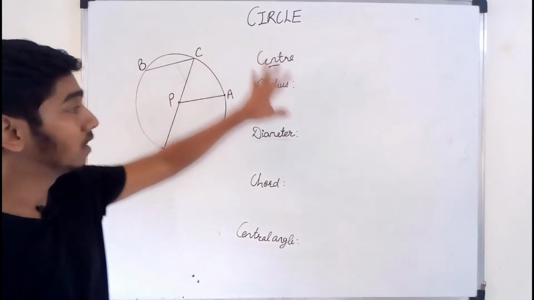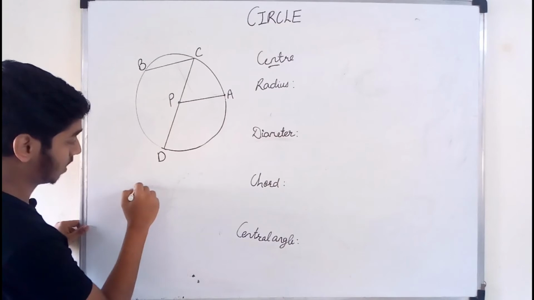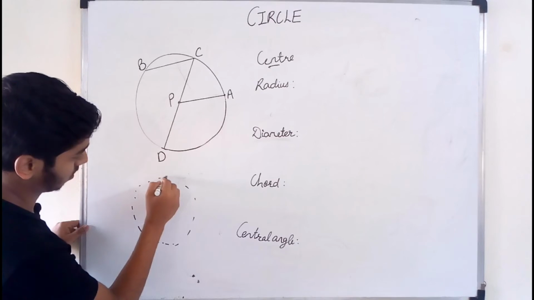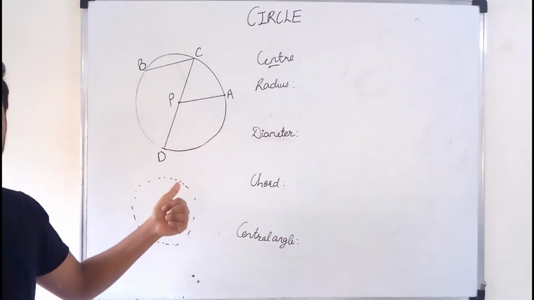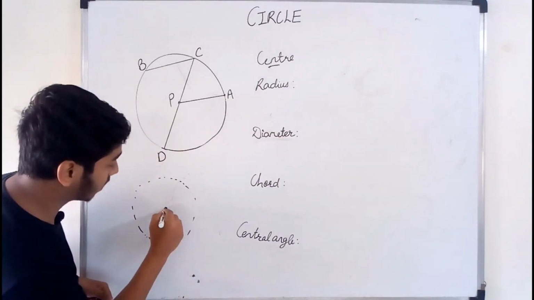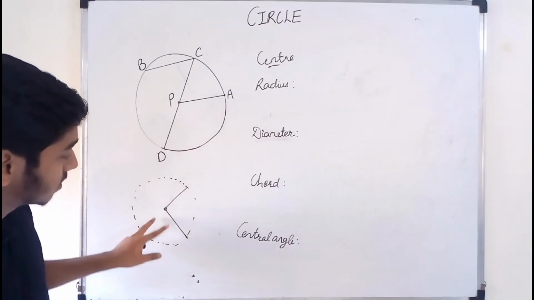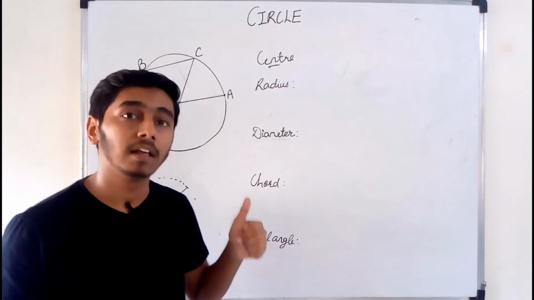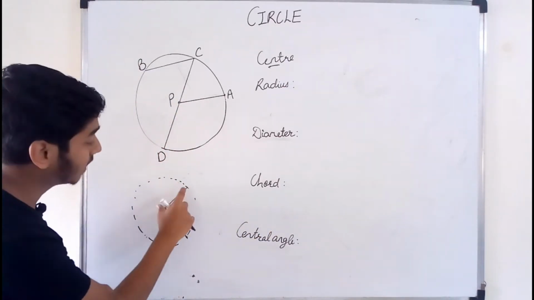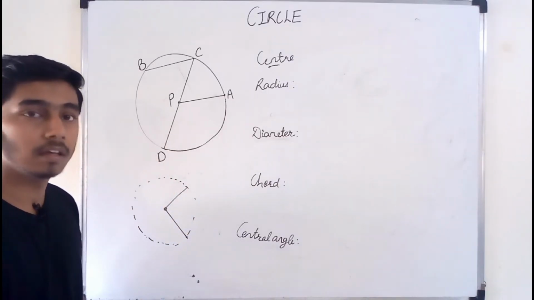Before learning all this, let us see what is a circle. The meaning of what a circle is: there are n number of points around in such a way that the distance between each point and the center is the same. That means each and every point around this center is at equal distance from the center. That is a circle.